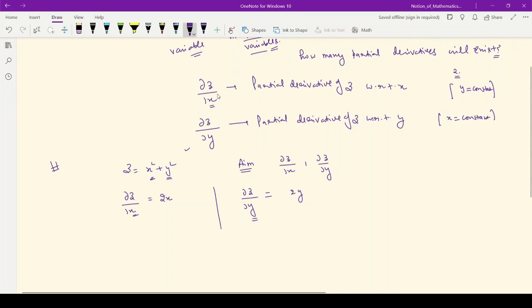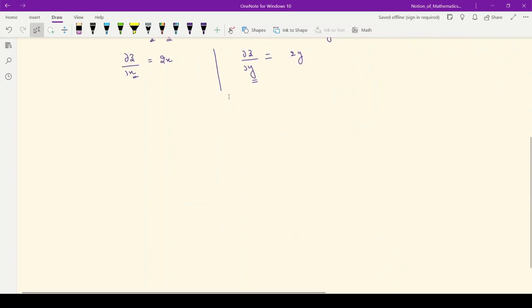One more thing: this partial z by partial x is actually a first order partial derivative of z with respect to x, and this partial z by partial y is also a first order partial derivative, just the first order partial derivative of z with respect to y.